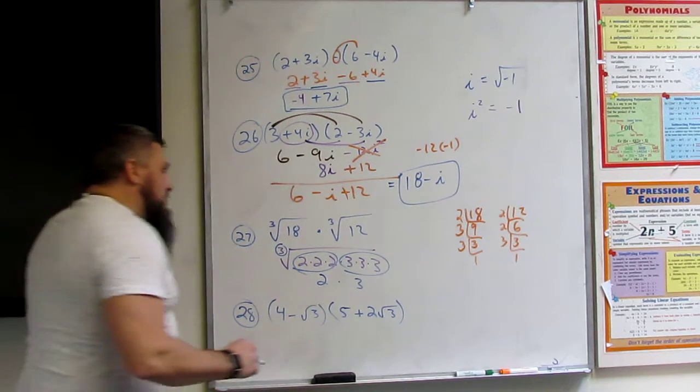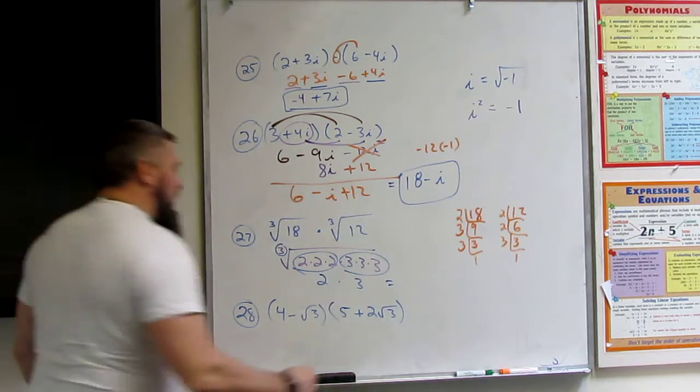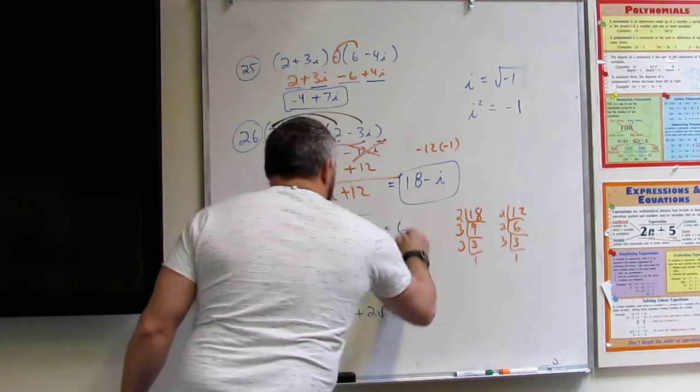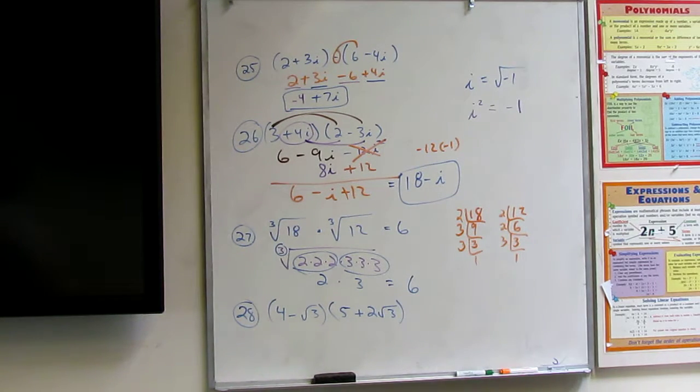So there's nothing on this side. So what's 2 times 3? 6. So this is equal to 6. And this is really good stuff, you should be copying this. This will also be on the ACT.